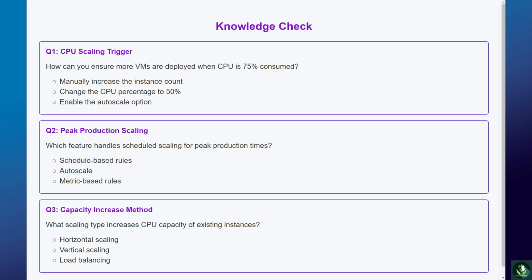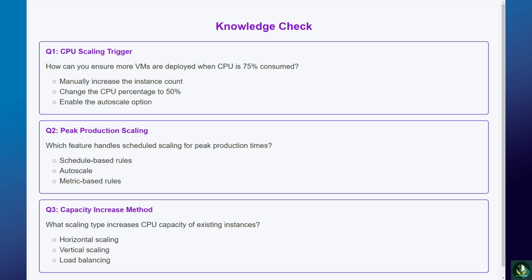The other options don't fit the requirement because horizontal scaling adds more instances rather than increasing capacity of existing ones. Load balancing distributes traffic but doesn't increase instance capacity. Key learning points. 1. Automation and monitoring. Autoscale provides automated resource management. Schedule-based rules handle predictable patterns. Different scaling types serve different needs.